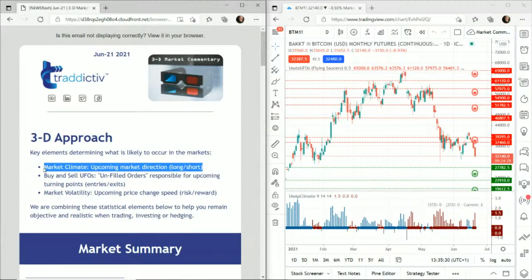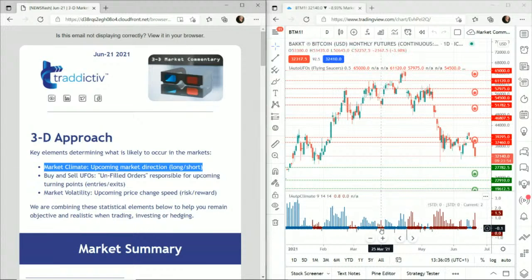So we'll start with this, which is market climate, upcoming market direction. This is one of the 3 things that we look at. We use that to help us figure out, is price likely to go up, down, or nowhere? Which means, are we likely to be buying, selling, or doing nothing? If it's up, we do that by coming over here and looking at our auto climate. If we have a thick blue dot, like one of these, that's the auto climate app's way of telling us we have probability upwards. If it's thick red, like one of these, it tells us probability downwards.